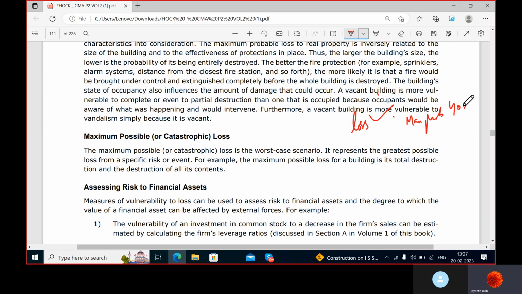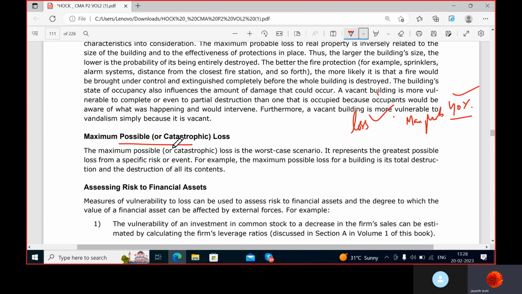Let's say there are 40% chances. Maximum possible loss is nothing but if 40% chances that loss is happening, to what extent can that loss be? That means what would be the amount of that, what would be the destruction of that? So, for example, if there is 40% chance that loss can happen, then if that happens, how much is the possibility of that certain amount of loss?